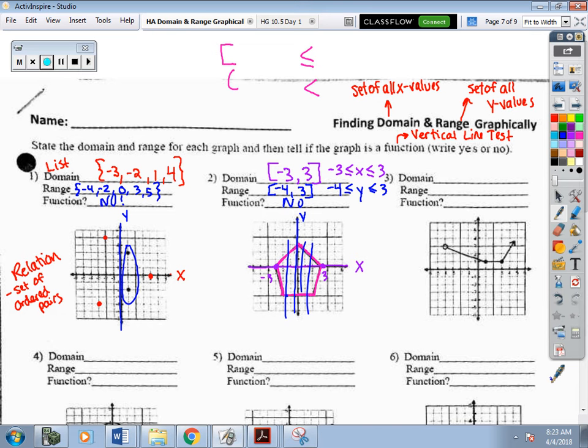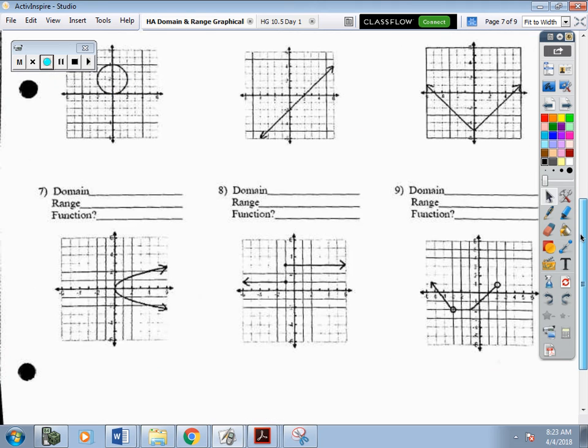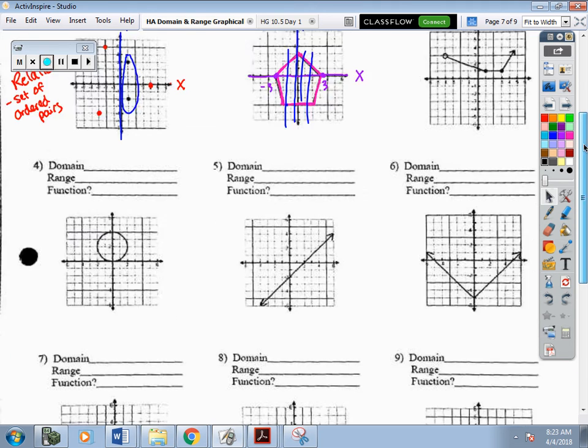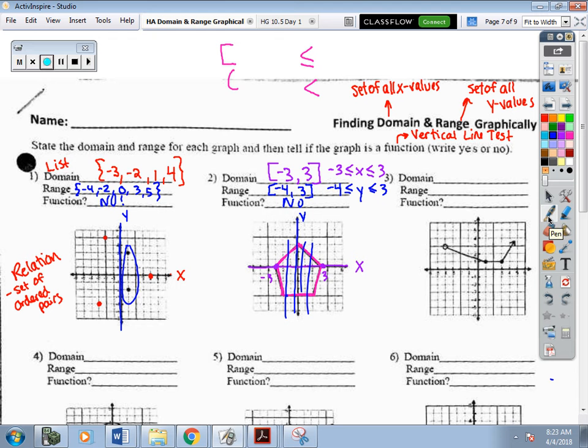When do you use parentheses? The parenthesis would be when we have an open circle. Okay, so the parenthesis will be when it doesn't actually touch that number, but it gets really close to it. Also, sometimes, I don't know if we have any on here, but we'll learn about vertical and horizontal asymptotes, which is where they almost touch but don't. So the parenthesis is when it's not included. It's kind of like a less than or greater than symbol, where it doesn't include that number.